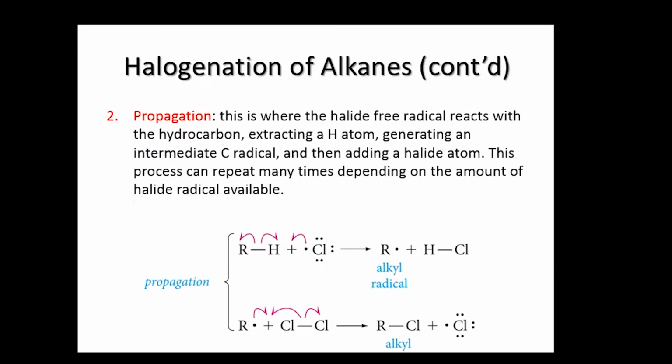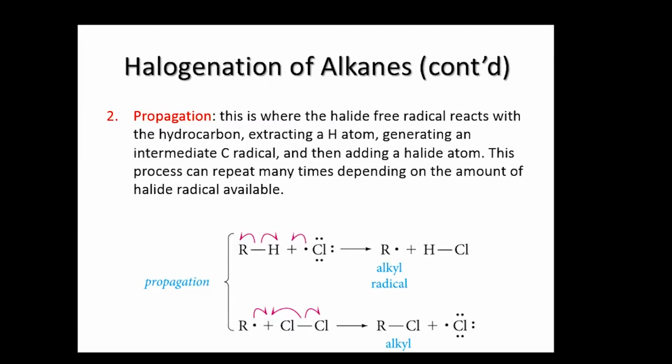The next step in the sequence is called propagation. The chlorine radical can then react with our alkane and cleave or split off the hydrogen. And in this case, one electron that forms the R-H bond will combine with the chlorine radical to form the HCl, leaving an R radical or an alkyl radical.